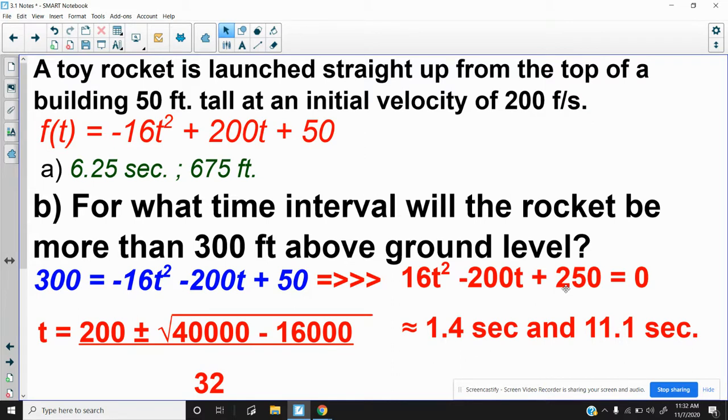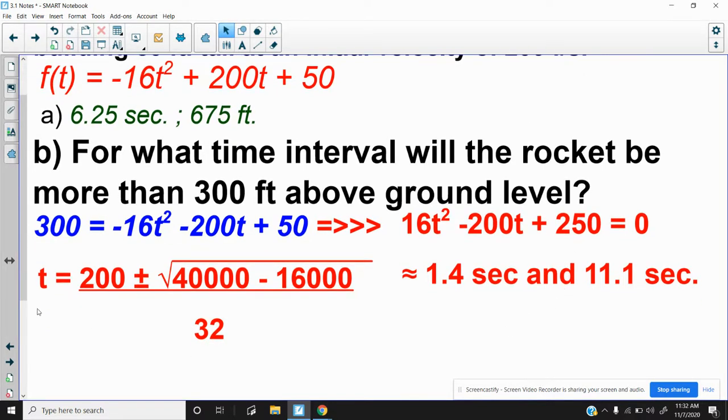I'm not going to mess with trying to factor that. I'm just going to go straight to the quadratic formula. So t is equal to negative b plus or minus the square root of b squared minus 4 times a times c, all of that over 32. That gives me two answers. That is 1.4 seconds after it's been shot off the ground, it reaches the 300-foot level. It continues up to its maximum. On its way back down, then, it crosses the 300-foot level again. So in between 1.4 seconds and 11.1 seconds, this object is more than 300 feet above the ground.